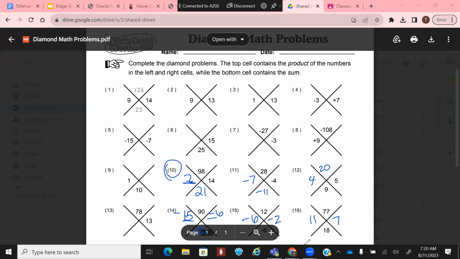11 and 7. Okay, so this is where that multiplication skills really come in handy. Okay, you have to know at least a few multiplication skills in order to do this. Okay, again, if you're struggling with that, you need to practice.